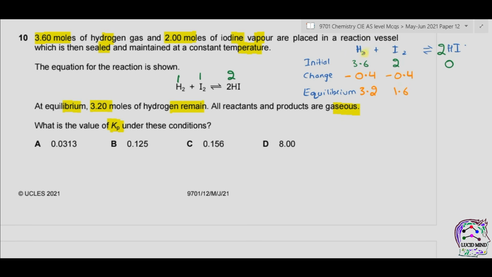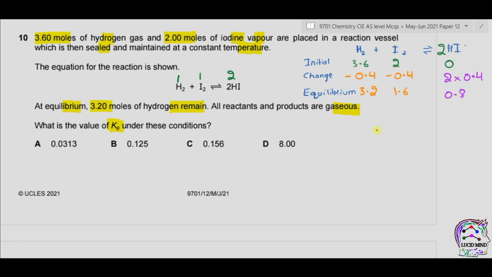As the reaction proceeds, the reactant gets reduced while the product increases, so there is an increase in the number of moles of the product. As the ratio of reactant to product is 1:2, if 0.4 moles are decreased, then the increase will be 2 into 0.4 and it will be positive. So it becomes 0.8. So at equilibrium we have 0.8 moles of hydrogen iodide present.